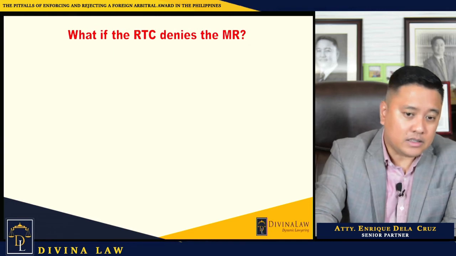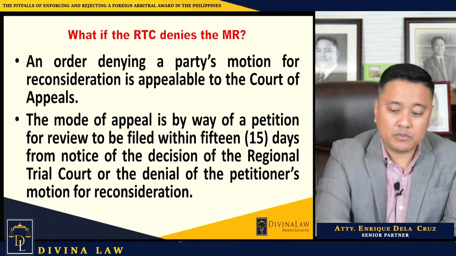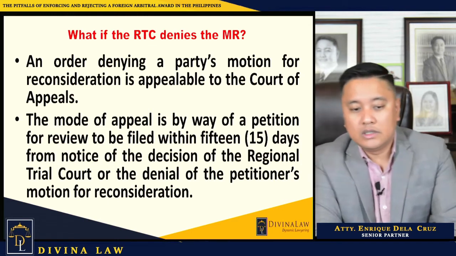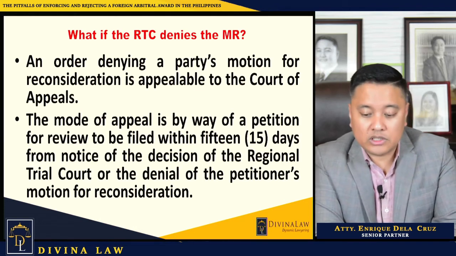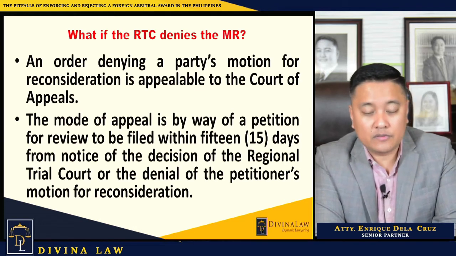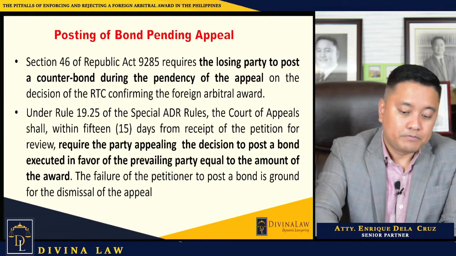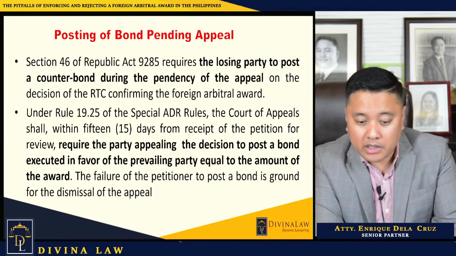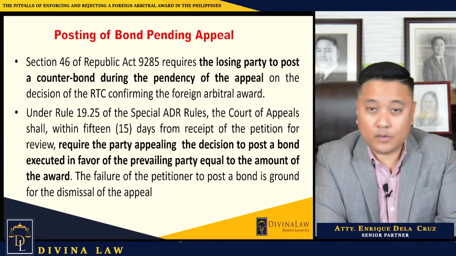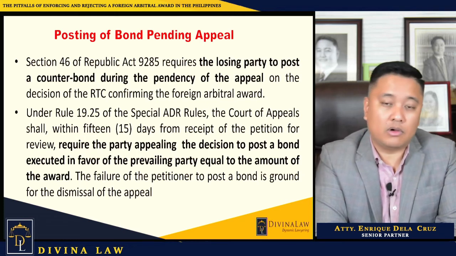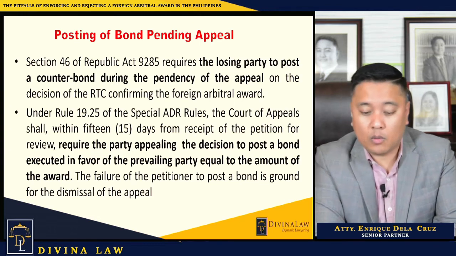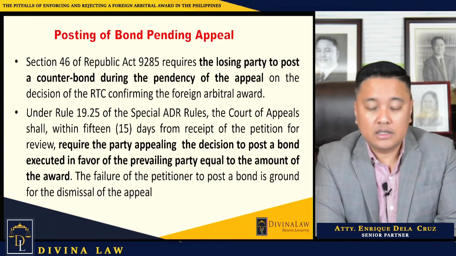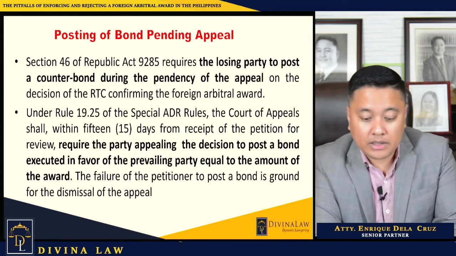Now, if the RTC denies the MR, then you can bring it up to the Court of Appeals. So this is by way of a petition for review. You have 15 days from notice of the decision or the denial of the motion for reconsideration. The prevailing party who is enforcing the foreign arbitral award can immediately apply for execution of the award, because the losing party, the one appealing the decision of the RTC, is required to post a bond pending appeal.